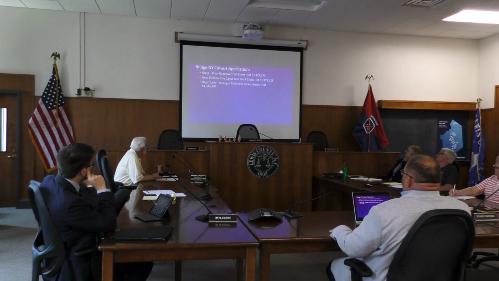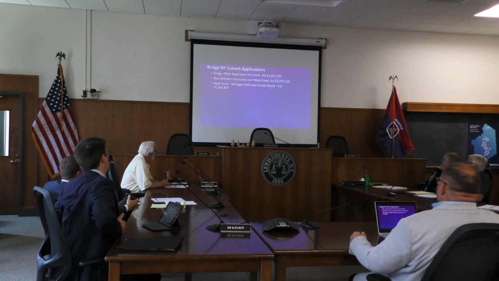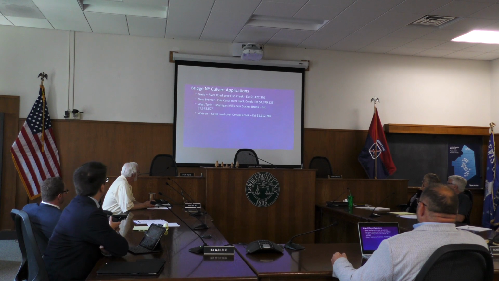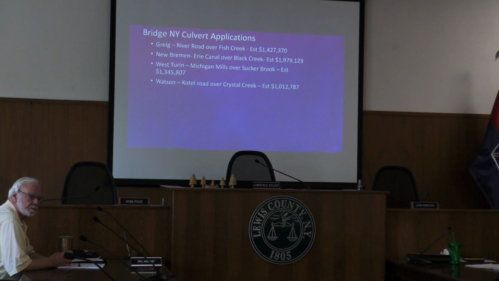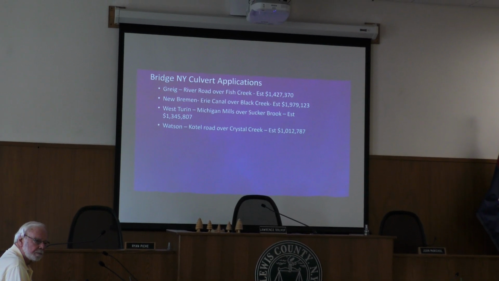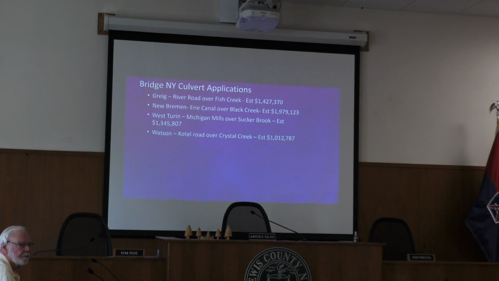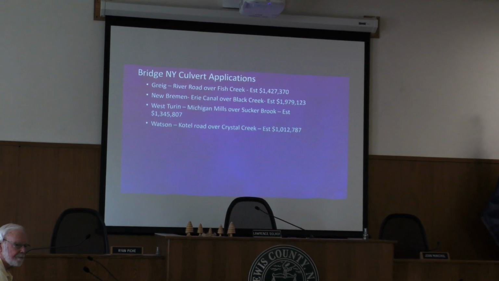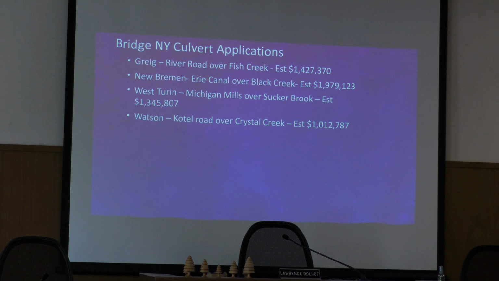West Turin, Michigan Mills Road over Suckerbrook is estimated at 1.3 million. Watson Road, Hotel Road over Crystal Creek, that's an interesting one. That actually was a bridge, and at some point the town straightened the road because the road curved to go over the bridge. To straighten the road, they stuck a culvert pipe at the end of the bridge and then buried it. And that culvert pipe is collapsing. But now the road is not over the bridge, it's over the culvert pipe. So it's a huge problem. That's about a $1 million application right there.